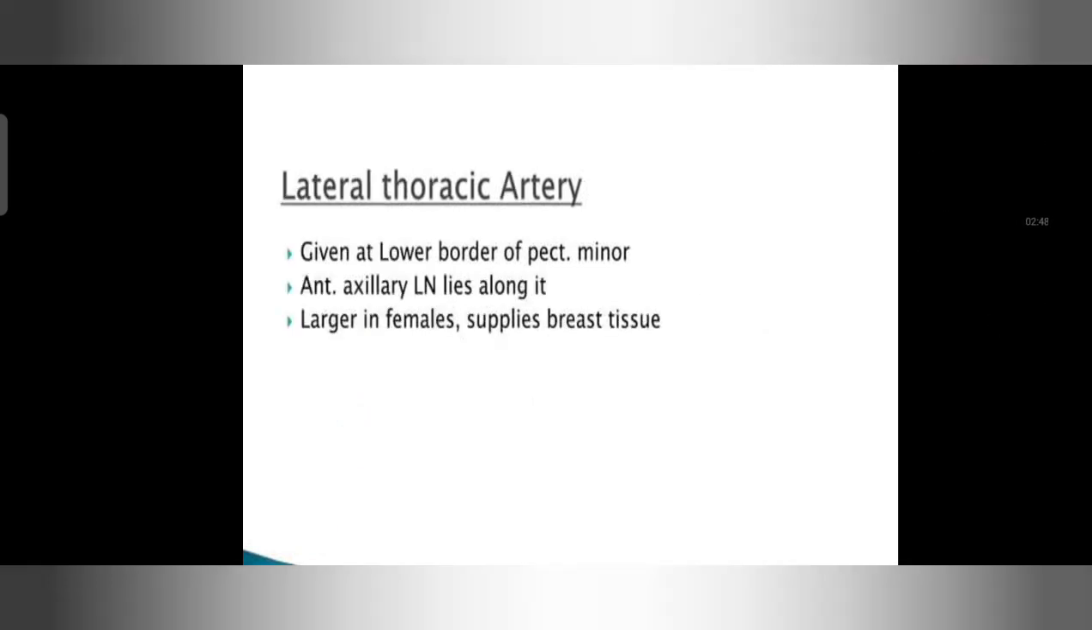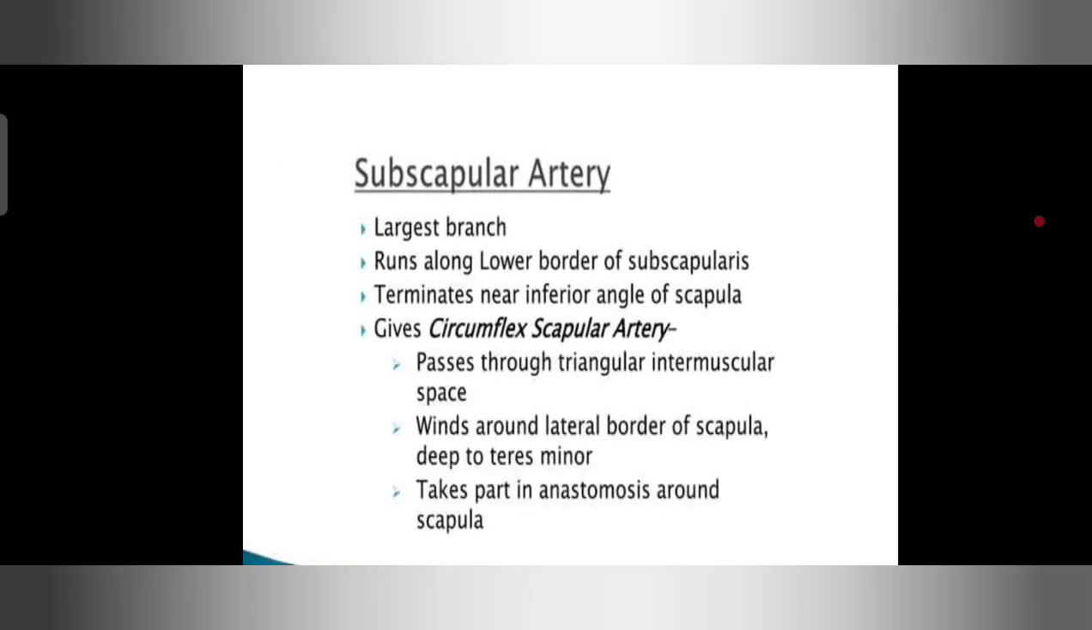Next is the lateral thoracic artery. It is given at the lower border of pectoralis minor, and the anterior axillary nerve lies along it, and it is larger in females as it supplies the breast tissue. Next is the subscapular artery. It is the largest branch of the axillary artery, and it runs along the lower border of subscapularis and terminates near the inferior angle of scapula, and it gives the circumflex scapular artery.